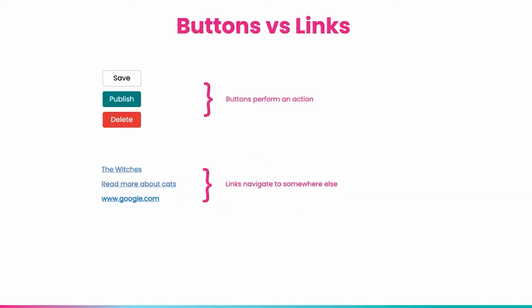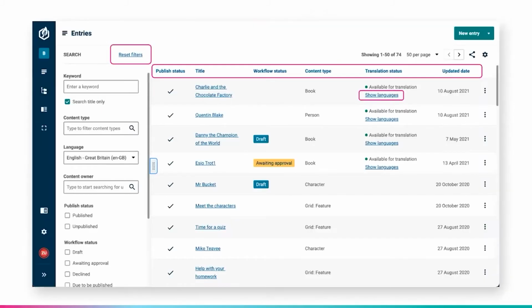First up, buttons. Generally speaking, buttons should perform actions, things like publishing or saving, deleting, opening a panel or closing a panel. And links should navigate somewhere, like navigating to the entry screen or going to an external site. That's great, and it's what we do in Contensis. So that's not a problem. But we styled some of our buttons to look like links.